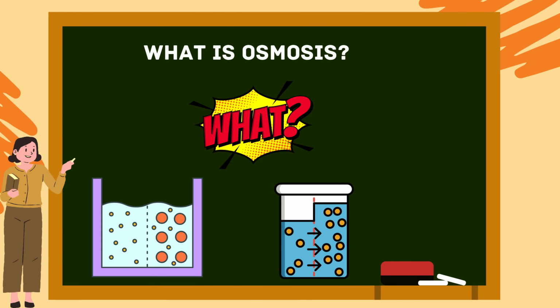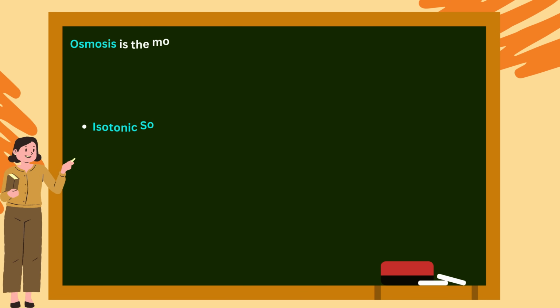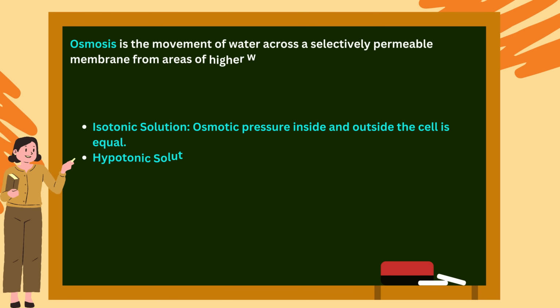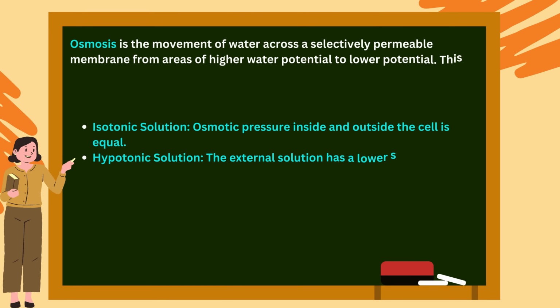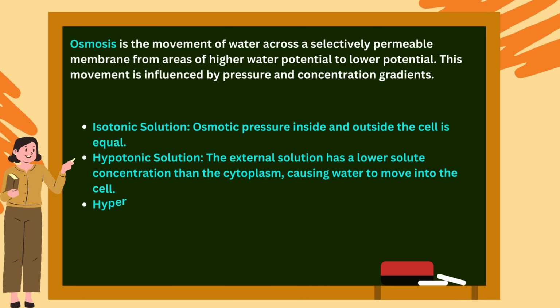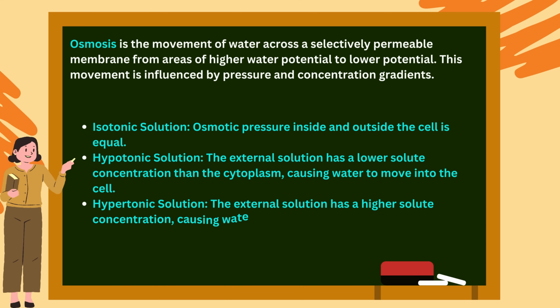What is osmosis? Osmosis is the movement of water across a selectively permeable membrane from areas of higher water potential to lower water potential. This movement is influenced by pressure and concentration gradients. Isotonic solution: osmotic pressure inside and outside the cell is equal. Hypotonic solution: the external solution has a lower solute concentration than the cytoplasm, causing water to move into the cell. Hypertonic solution: the external solution has a higher solute concentration, causing water to leave the cell.